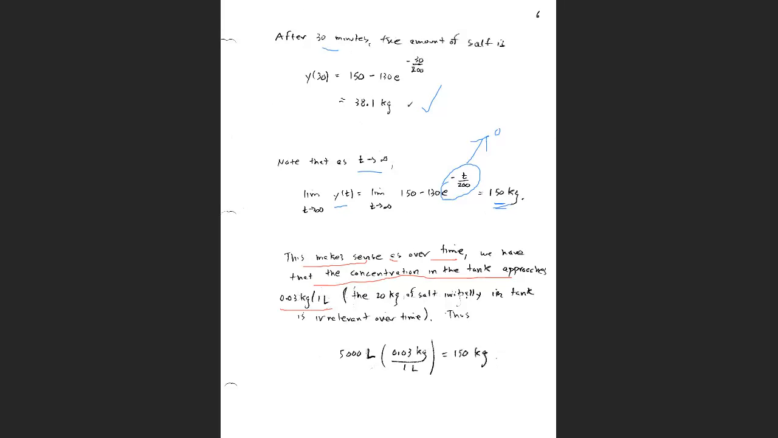But at any rate, the point is over time, the tank is going to take on the characteristic of the briny solution. The tank's still going to have 5,000 liters, but if you take 5,000 liters and multiply by 0.03 kilograms per liter, which is the concentration of the brine, look at this, you get 150 kilograms. And by the way, it doesn't matter how much salt was in the tank initially. The initial amount of salt in the tank is irrelevant.